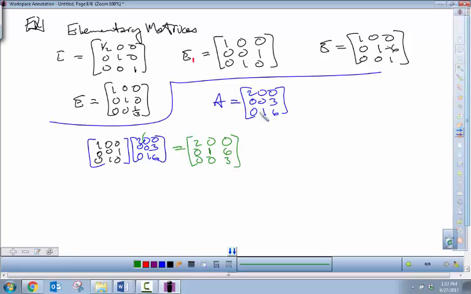And did you see what happened? I found this matrix by multiplying, but look at that matrix compared to the matrix A. We switched the rows. And the order matters right here too. The order of how you multiply matrices matters. So I have my A, and I multiply this by E1.